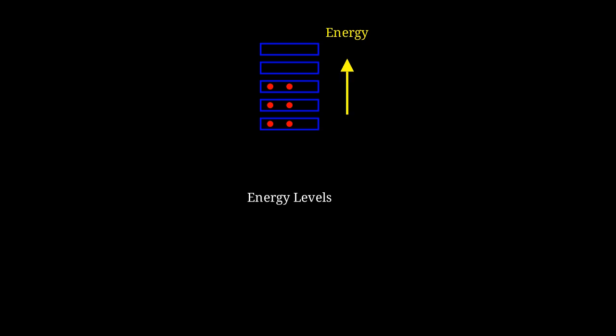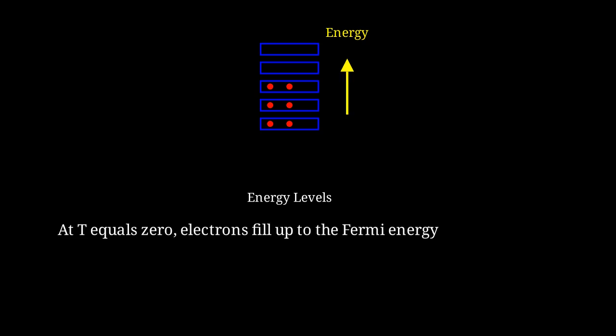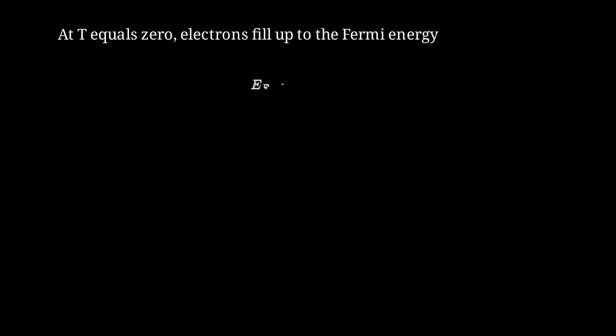At absolute zero, electrons fill the lowest available levels first. At absolute zero temperature, electrons fill all the energy levels up to a maximum energy called the Fermi energy. All levels below are full, all levels above are empty. The Fermi energy EF equals h bar squared over 2m times the quantity 3 pi squared n to the 2/3 power, where n is the electron density.